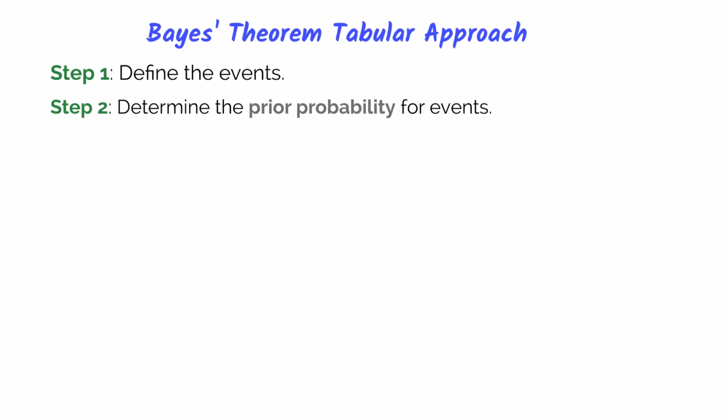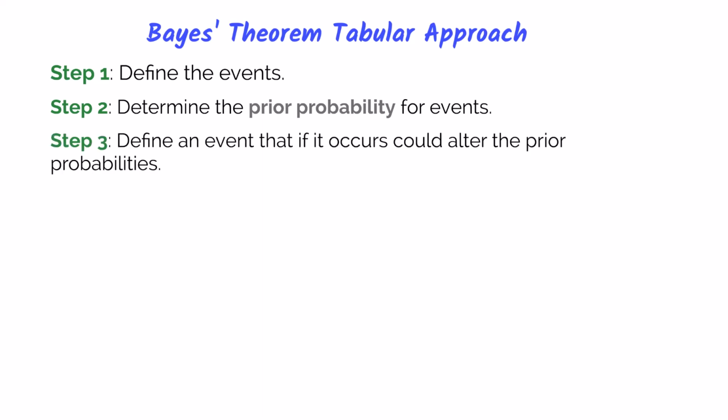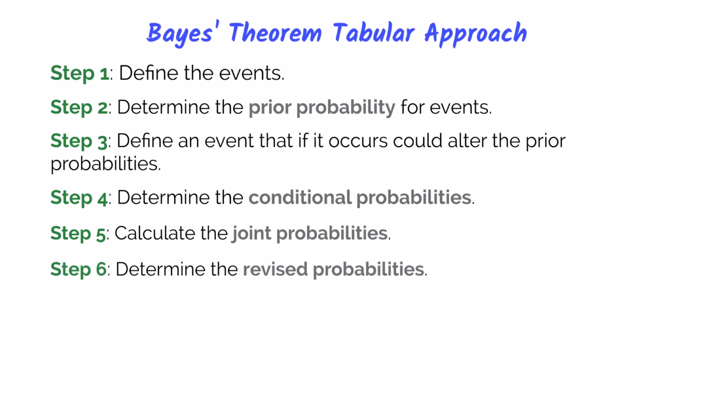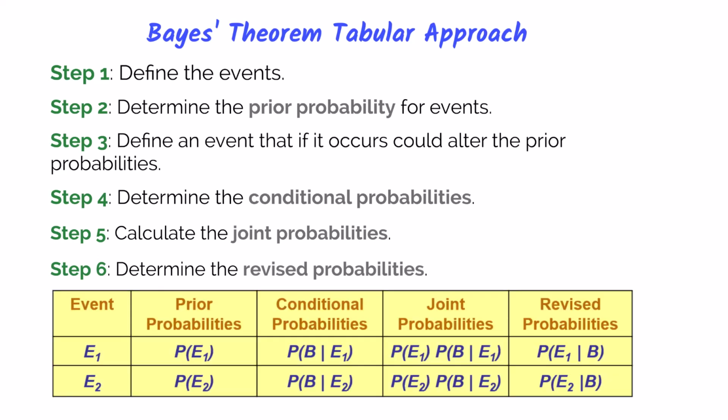Then in step 2, we're going to identify the prior probabilities, which are the probabilities that are known about the events. Then we'll define an event that if it occurs, it could alter the prior probabilities. So for instance, you got new information that affects the chance of something happening. Then in step 4, this is where we determine our conditional probabilities. Then we'll take the information from our prior probabilities and our conditional probabilities to calculate the joint probabilities. Then in the last step, we then determine what our new probabilities are, thanks to the new information that's been provided. So here is our table that we're going to be using to do the calculation for two events according to Bayes' theorem. So let's check out an example.